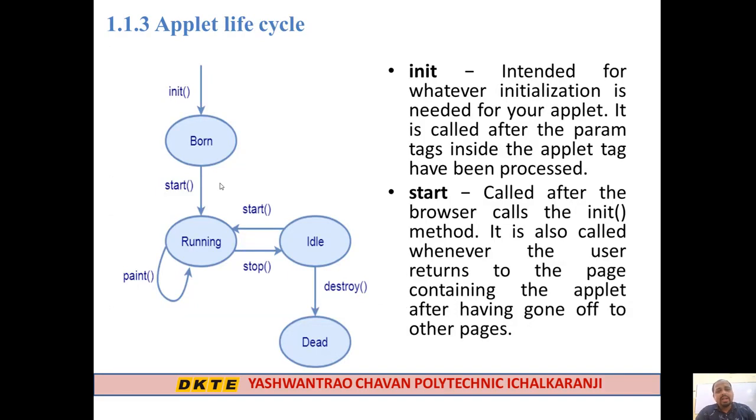Now we will see the applet life cycle. Here there are 4 stages: first is born, running, idle and dead. These are the main 4 stages of any applet. First is born, second is running, third is idle, and the last one is dead. Now there are functions available with respect to these stages: init, start, stop, destroy and paint. Each function has its own existence and its own meaning.